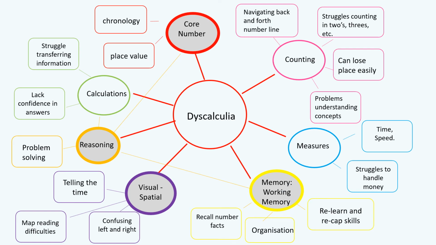Here we have a summary of the main challenges facing somebody with dyscalculia and maths learning difficulties. I've given you an overview of the common indicators, but I just want to draw your attention to the highlighted grey areas. Core number, reasoning, visual spatial, and memory, as these are the subtypes of dyscalculia, and dyscalculic learners may have difficulty in all of these areas, or maybe just one or two, which leads to a variety of maths profiles.